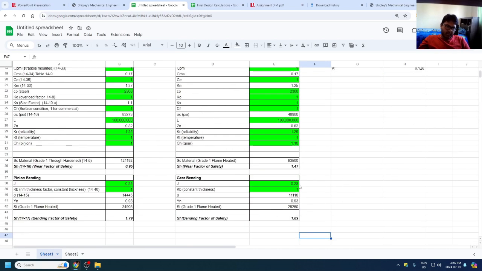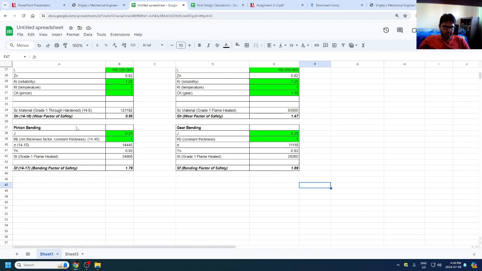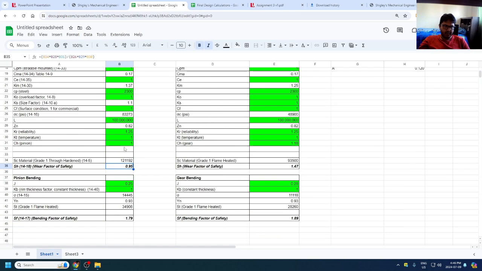Last thing, what is the critical piece? It's going to be here for the pinion. The wear factor of safety for the pinion is too low, it's 0.95. So that's the highly critical at-risk part, that is at risk of breaking apart. Yeah, the rest of the parts, their factors of safety are not that bad. I think in the book 1.2 was the ideal, so this is above 1.2.